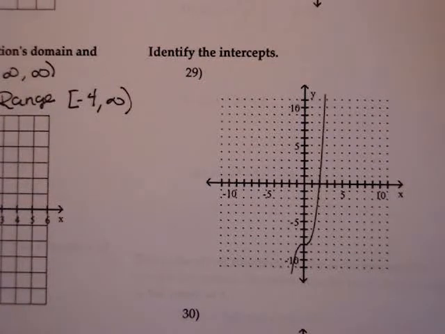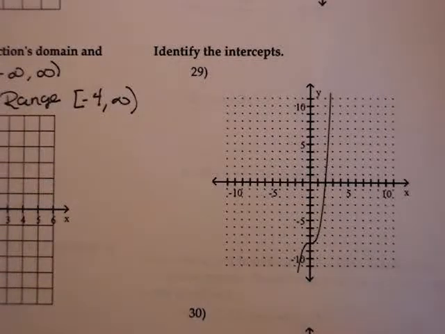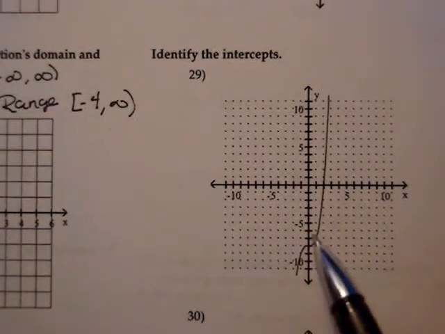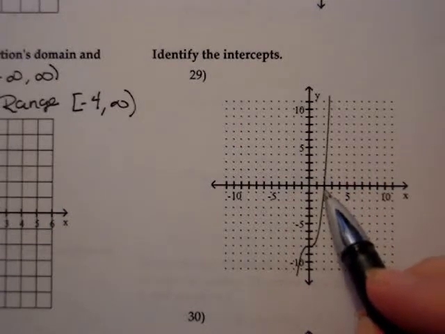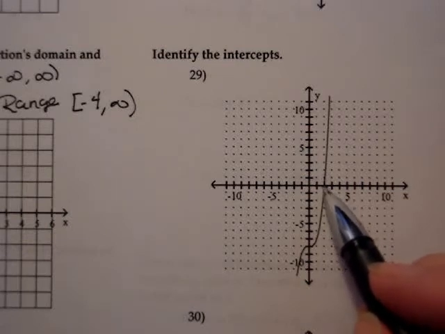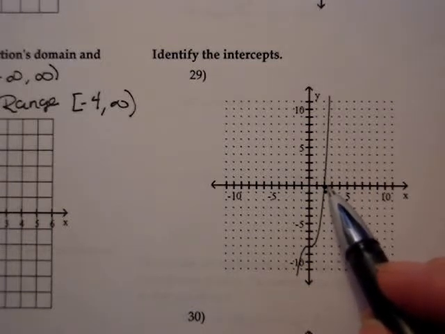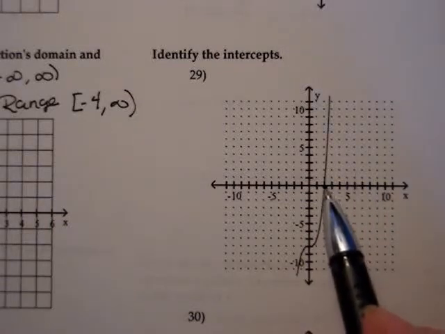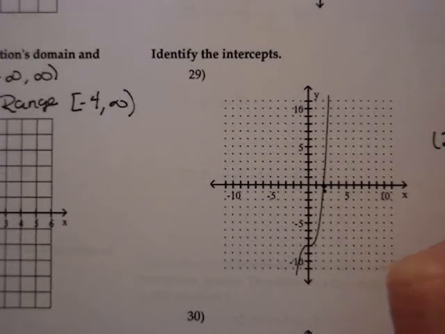Okay, the last thing we're going to do in this section is talk about intercepts. And remember, intercepts are the places where the graph crosses the x or y axis. So let's look at this intercept. This is an x-intercept because it's where it crosses the x-axis. And what I want you to realize is that the y value is always 0 at an x-intercept. The y value is always 0 at an x-intercept because we're on the axis. So this x-intercept, the ordered pair would be 2, 0.